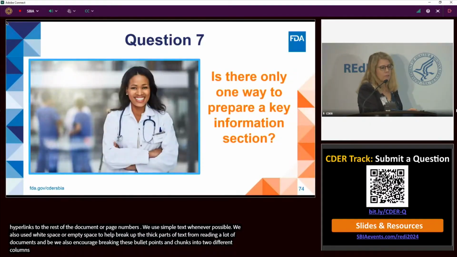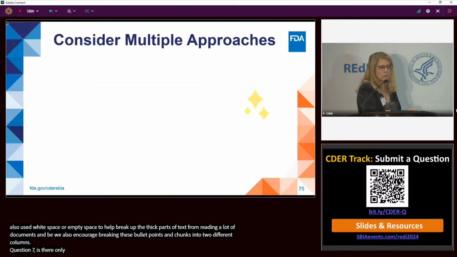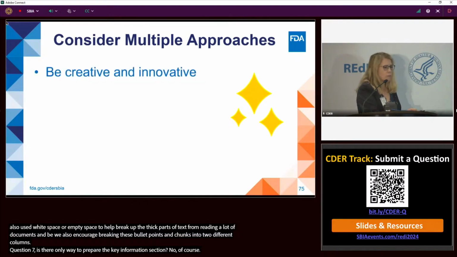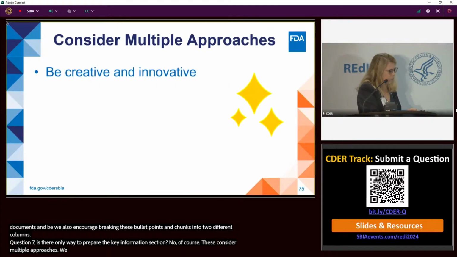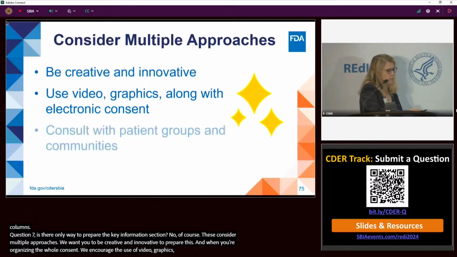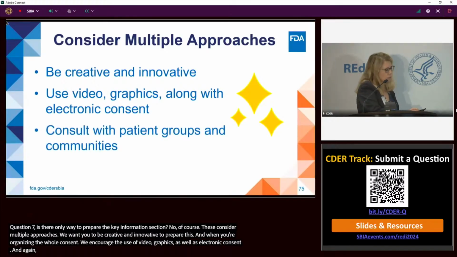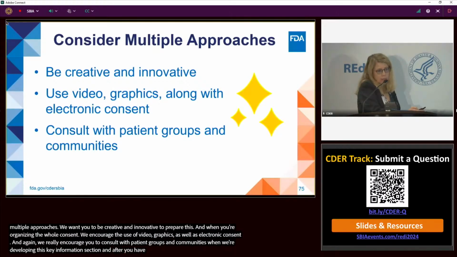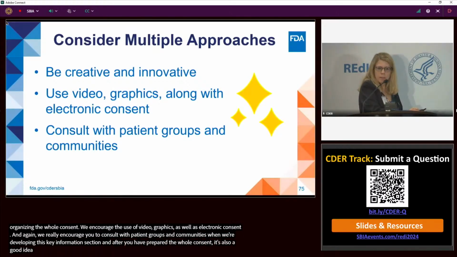Question 7, is there only one way to prepare a key information section? No, of course. Please consider multiple approaches. We really want you to be creative and innovative to prepare this, and when you're organizing the whole consent. We encourage the use of video, graphics, as well as electronic consent. And again, we really encourage you to consult with patient groups and communities when you're developing this key information section. And after you've prepared the whole consent, it's also a good idea to consult with them to make sure it actually does what we're hoping it will do, which is improve comprehension.